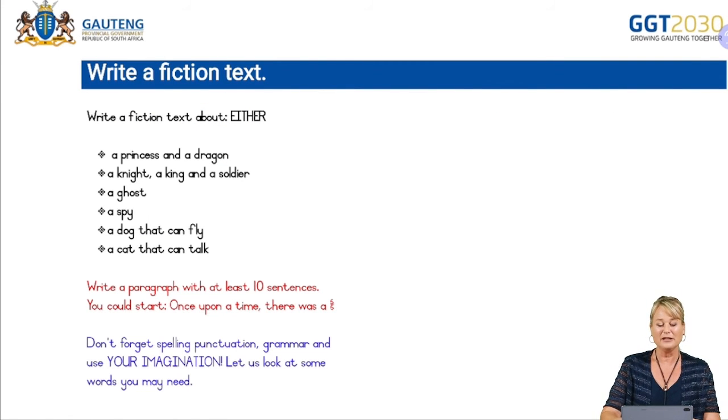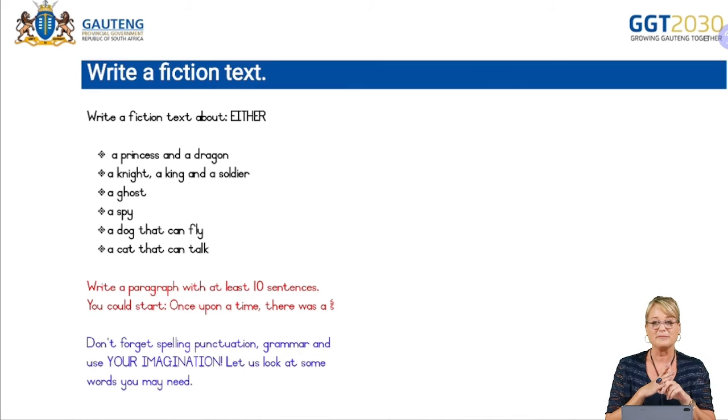Right, now we are going to write a fiction text about either a princess and a dragon, or you are going to choose a knight, a king and a soldier, or a ghost. That could be an interesting fiction one. A spy.